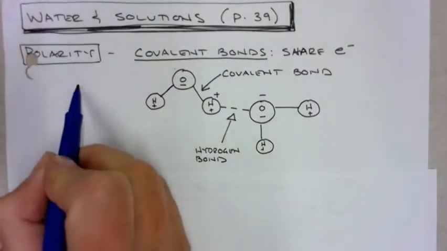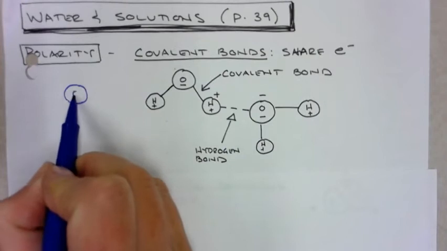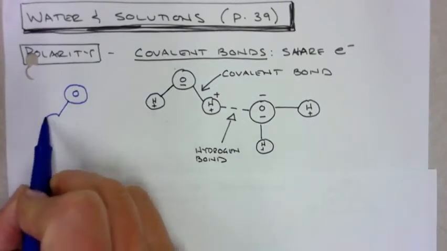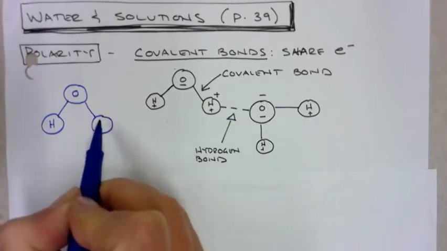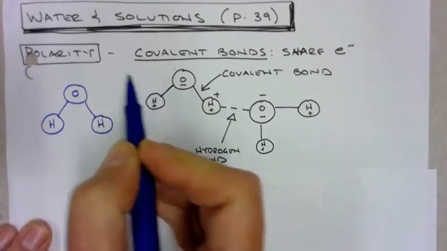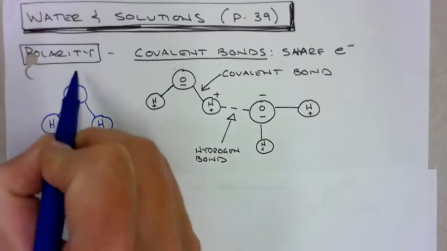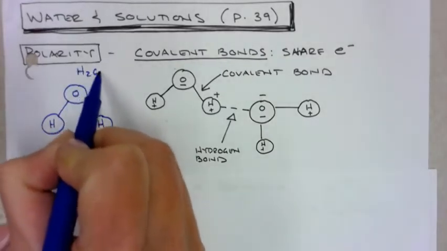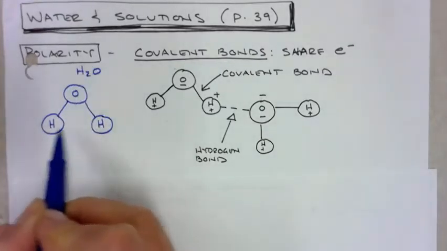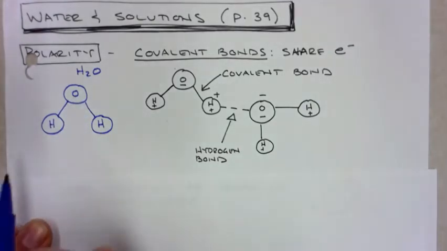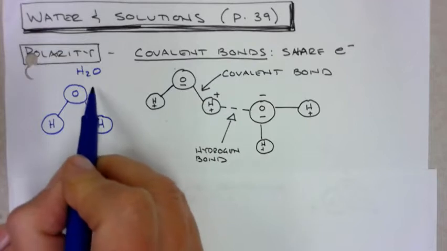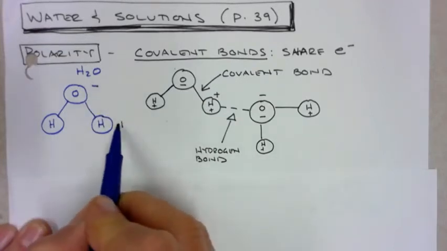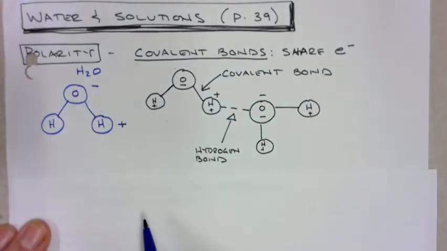Polarity basically means, so we have an atom of oxygen and two atoms of hydrogen. This is H2O. That's what water is. So there are two hydrogens and one oxygen. Polarity basically means that there is a negative charge and a positive charge on both sides of that molecule.